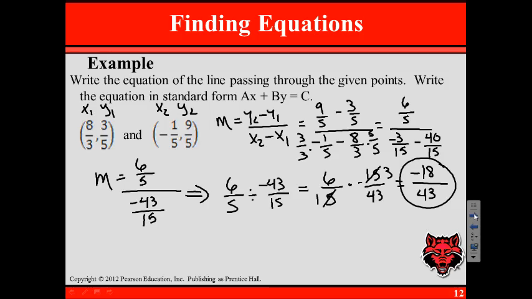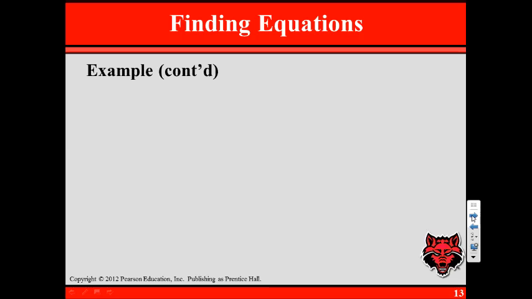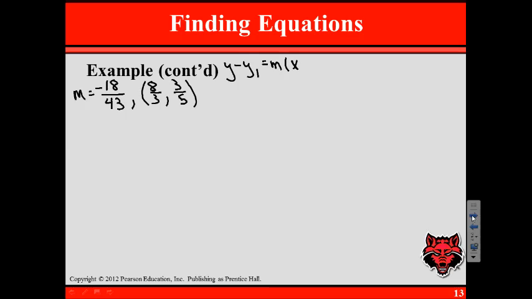We're going to use the slope and x1, y1 on the next slide, plug in, and try to find an equation in standard form. So the slope is negative 18 over 43, our x1, y1 was 8/3, 3/5. So we use this information and we plug into the point slope form. So plugging in for m, x1, and y1, we have y minus 3/5 equals negative 18 over 43 times x minus 8/3.